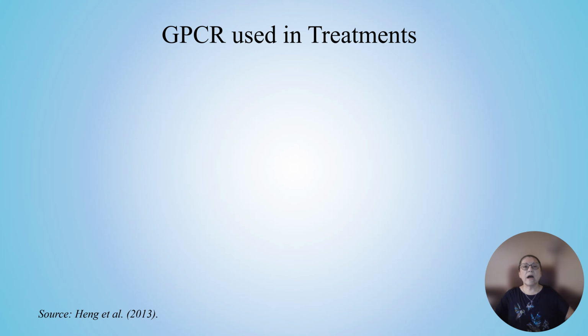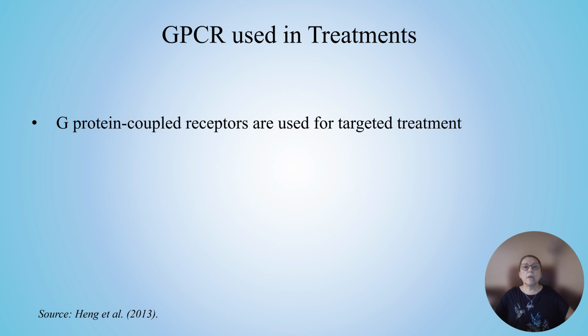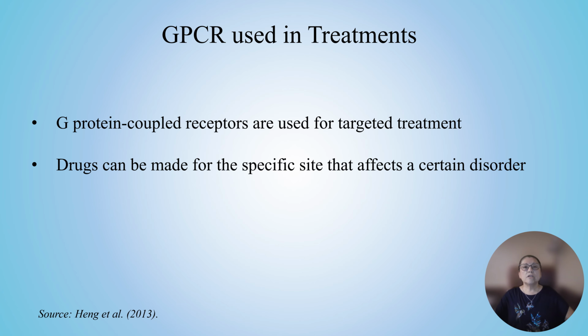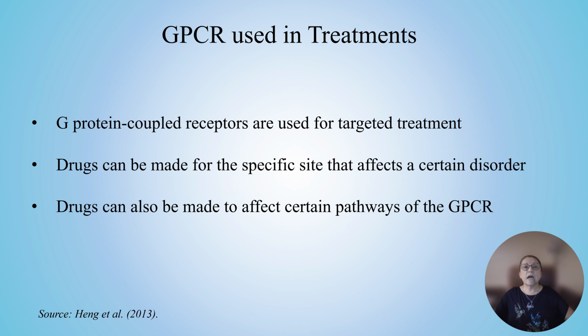This slide provides an overview of GPCRs that can be used in treatment strategies. Because GPCRs are found throughout the membrane and are involved in many important cellular processes, they are major targets for drug therapies. Drugs can also be designed to bind specific GPCR sites that are involved in certain disorders, allowing treatments to be more targeted rather than broadly affecting the entire body.